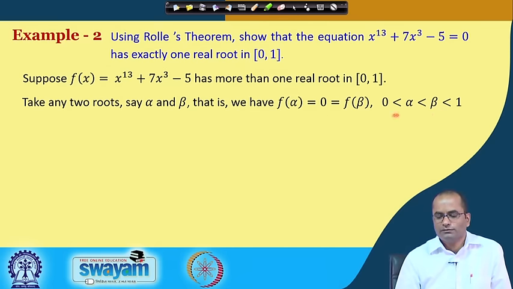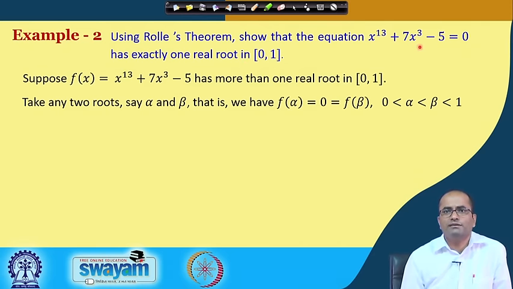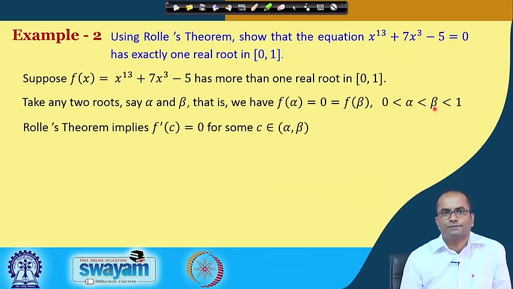Here, for convenience, we have assumed that alpha is smaller than beta, and naturally these two will fall between 0 and 1, because 0 and 1 are not roots of the equation, which we can clearly see. So, these two roots, alpha and beta, because we have assumed that this function has more than one root, will lie between 0 and 1. Both are positive numbers and less than 1.